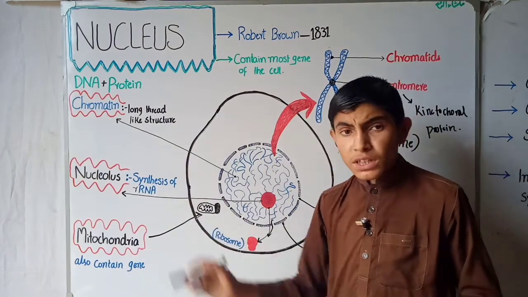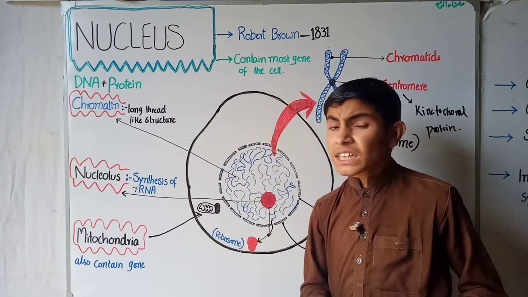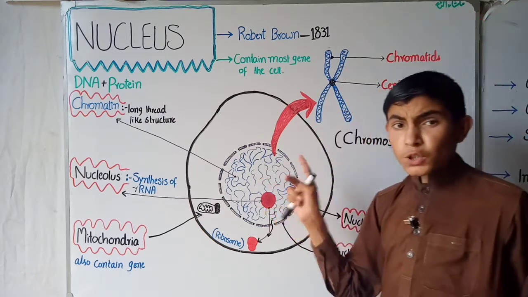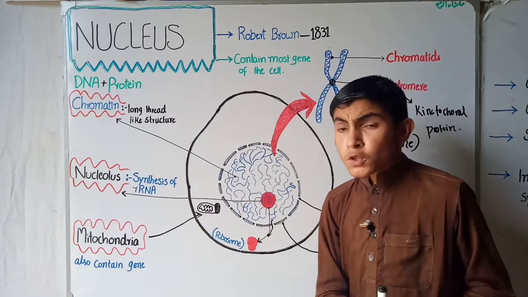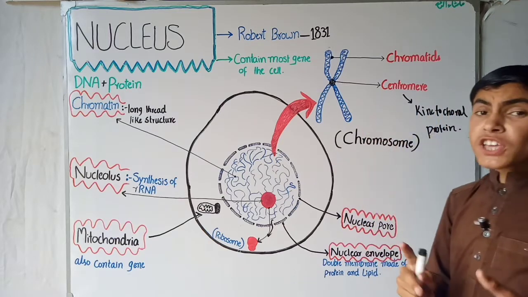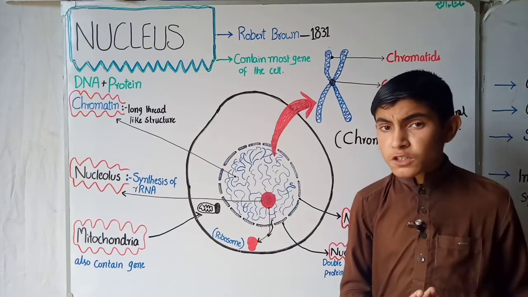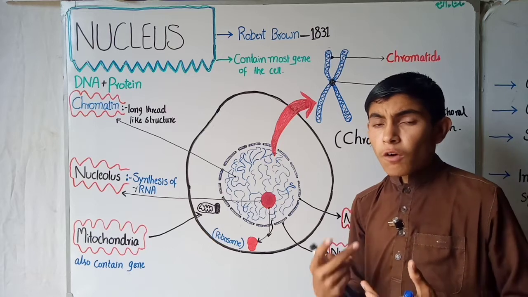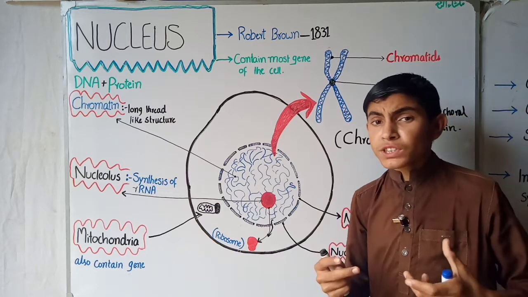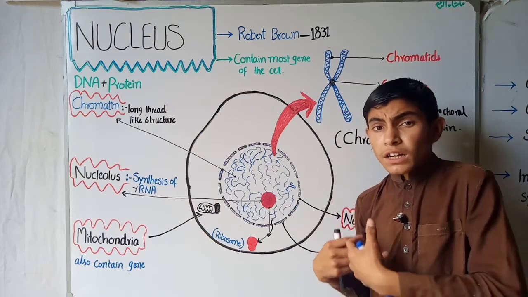Mitochondria is also composed of genetic material, but the genetic material of mitochondria is not responsible for transferring characters, just like the nuclear genetic chromosome. So this is the structure of a chromosome inside the nucleus, but each species has a different number of chromosomes. Like in humans there are 46 chromosomes, 23 pairs, and when the process of mitosis is going on, at that time the full number of chromosomes is transferred from the parent to the daughter cells.